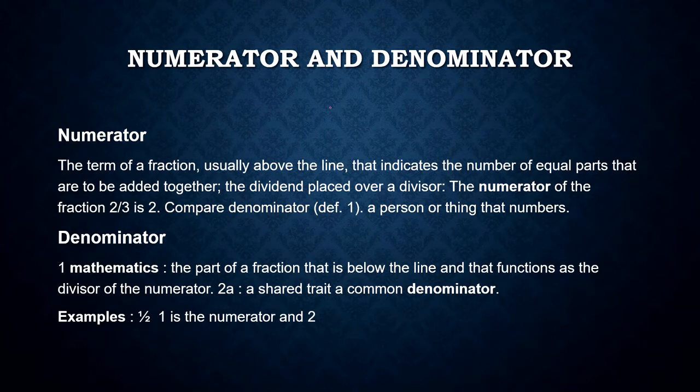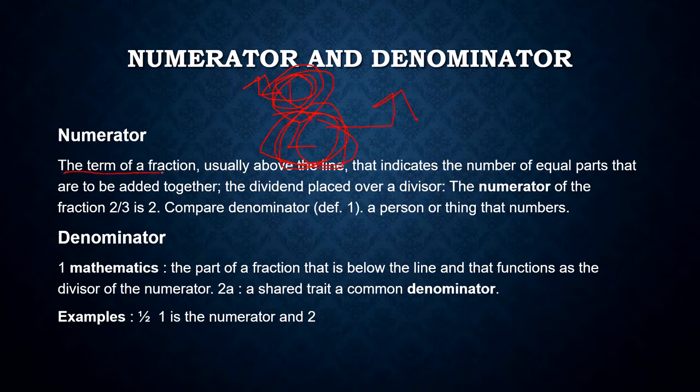Numerator and denominator. So numerator and denominator is very easy. I will just give you an example, 1 by 2. Above the line is the numerator and below the line is called the denominator. So how much of the cake you ate is the numerator and how many slices there are is the denominator, in the easy terms of the example I gave.